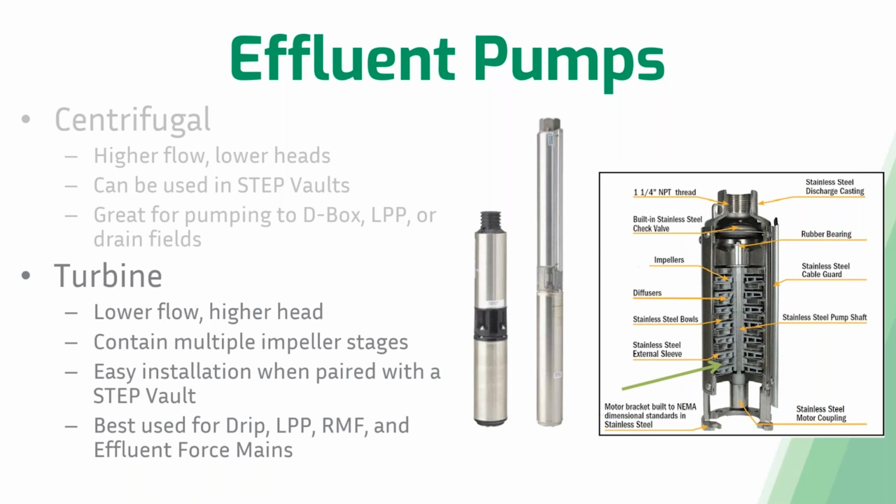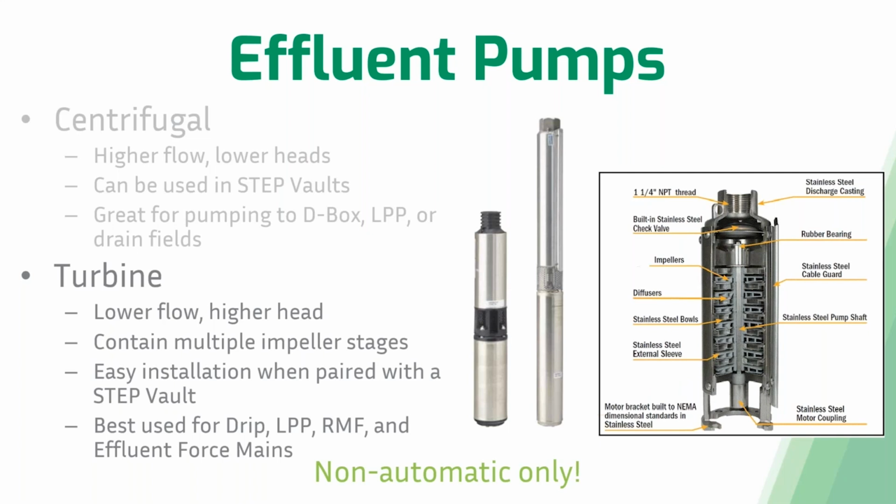And then these are best used for high head type applications, such as drip systems, low pressure pipe systems, recirculating media filters, and then you can also use them in effluent force mains, where it's very similar to a low pressure sewer system using grinder pumps, but you instead use effluent pumps and really only be pumping effluent through that system.